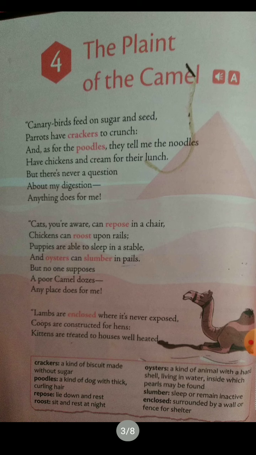Then they have chicken and cream for lunch, and the camel is given anything and no particular diet is followed because it can digest any kind of food. Now let us see in the second stanza what it is telling.